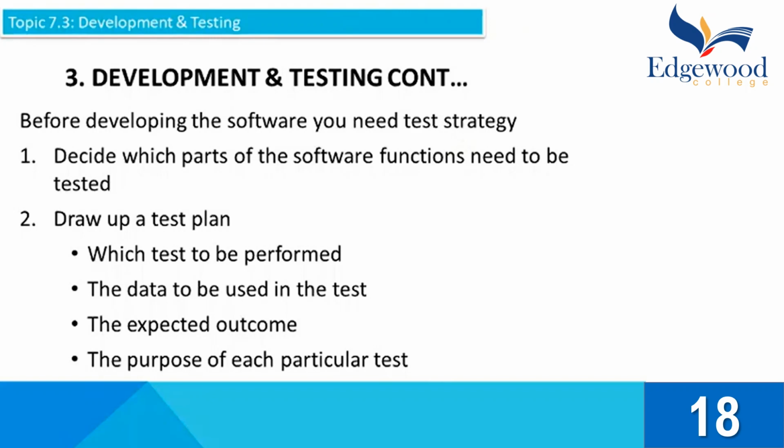Now, the test plan talks about a list of the tests that will be performed, the data to be used in the test, the expected outcomes, and of course the purpose of each particular test you're performing. You see what item is going to be tested, what set of data we are going to use for the test, what outcomes we are going to see, the expected outcome, actual results, and any action that will be taken. And you will see the purpose of each of those particular tests.